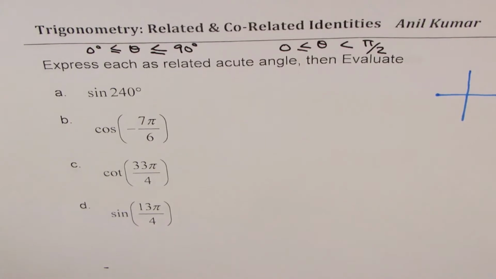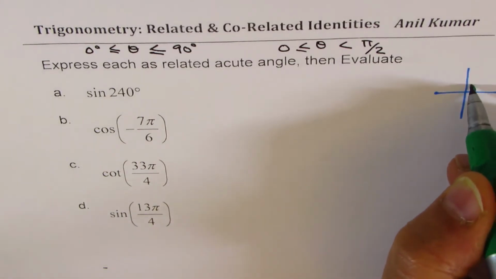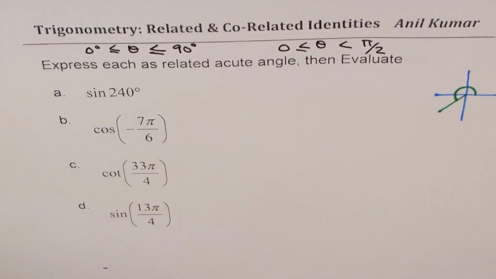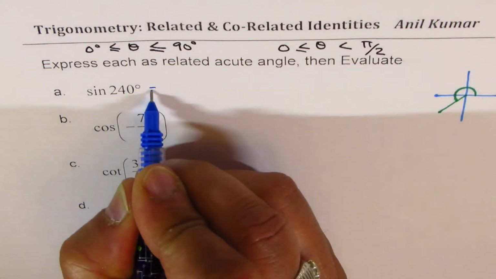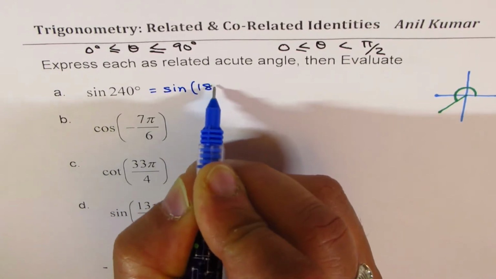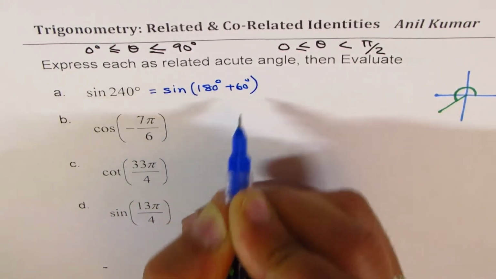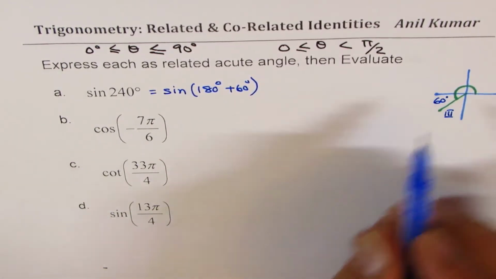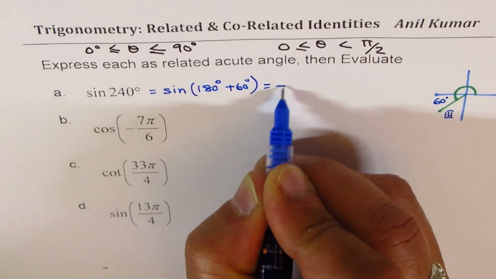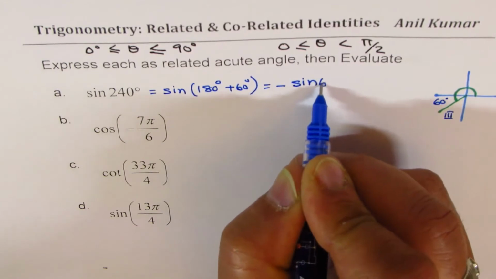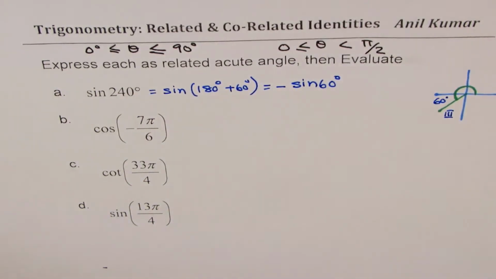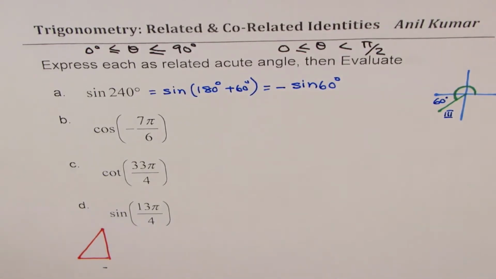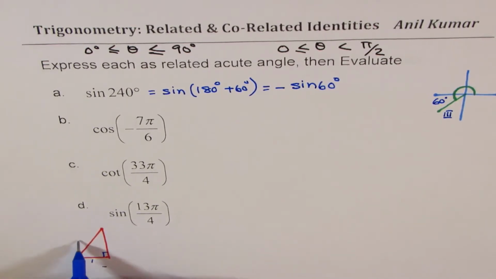Sine 240 really means that we're looking for an angle which is 180 plus 60, right? So that becomes sine 240. Here, you could write this as sine of 180 degrees plus 60 degrees. That really means you are in quadrant 3. The acute angle is 60 degrees. And sine is negative here. So we could write this as negative sine of 60 degrees. To get the value, what we do is that we just sketch our special triangle. The sides are in the ratio of 1, 2 and square root 3.